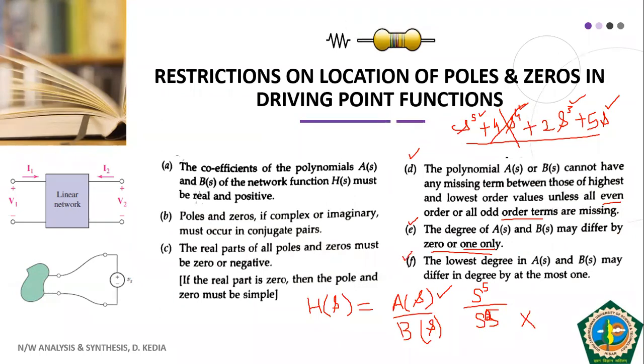Then last condition, the lowest degree in A(s) and B(s) may differ in degree by at the most 1.